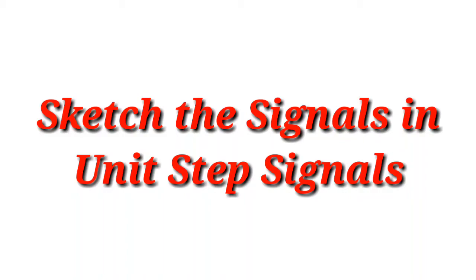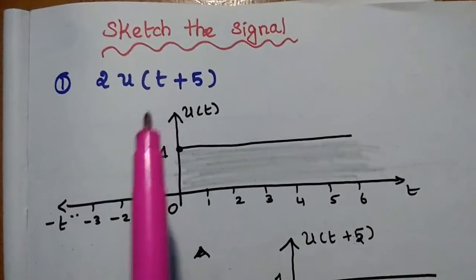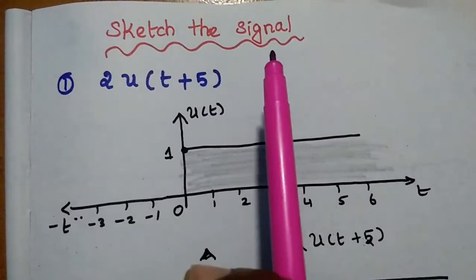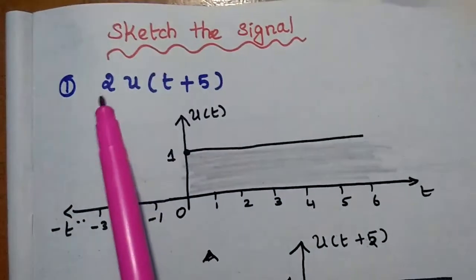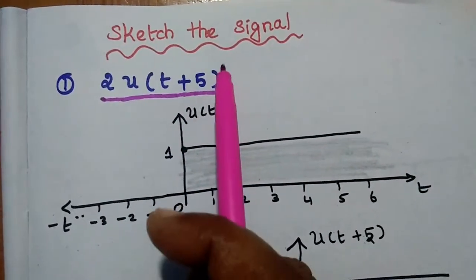Dear students, today we are going to solve the problems in Sketch the Signals in Unit Step Signals. Okay. First problem is to sketch the given signal. This is the first problem. Sketch the given signal. What is the given signal? 2 into u of t plus 5.